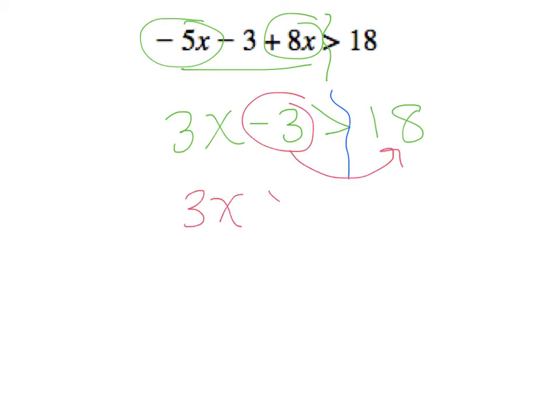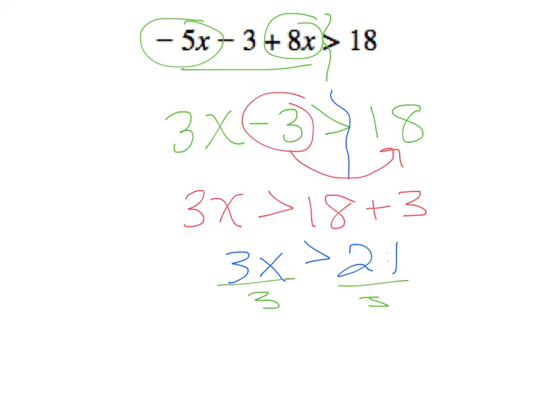When it does, it's going to change from negative 3 to positive 3. This becomes then 3x is greater than 21. Whoops, and I did not write that correctly. Not 12, 21. Finally, divide both sides by 3. X is going to be greater than 7. So x is greater than 7. And again, because we divided by a positive 3, we keep the inequality the same throughout the entire process.